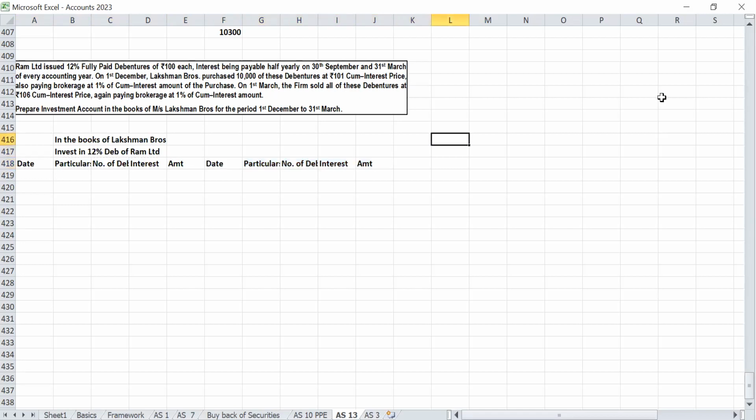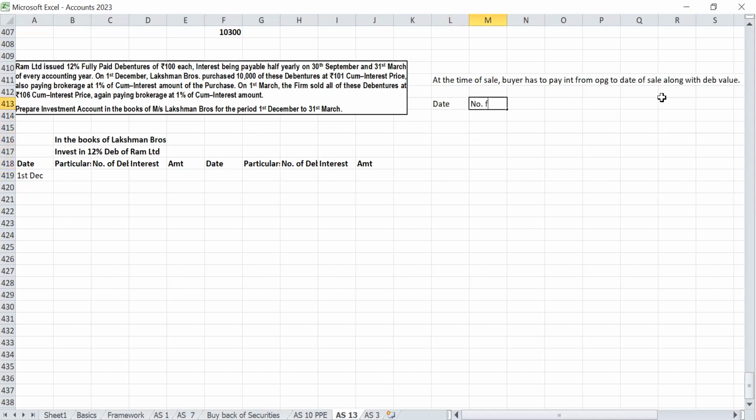That dialogue also you say: at the time of sale, the buyer has to pay interest from opening to date of sale to the seller, along with the debenture value. On 1st December, Lakshman Brothers purchased. Correct? Yes, sir.